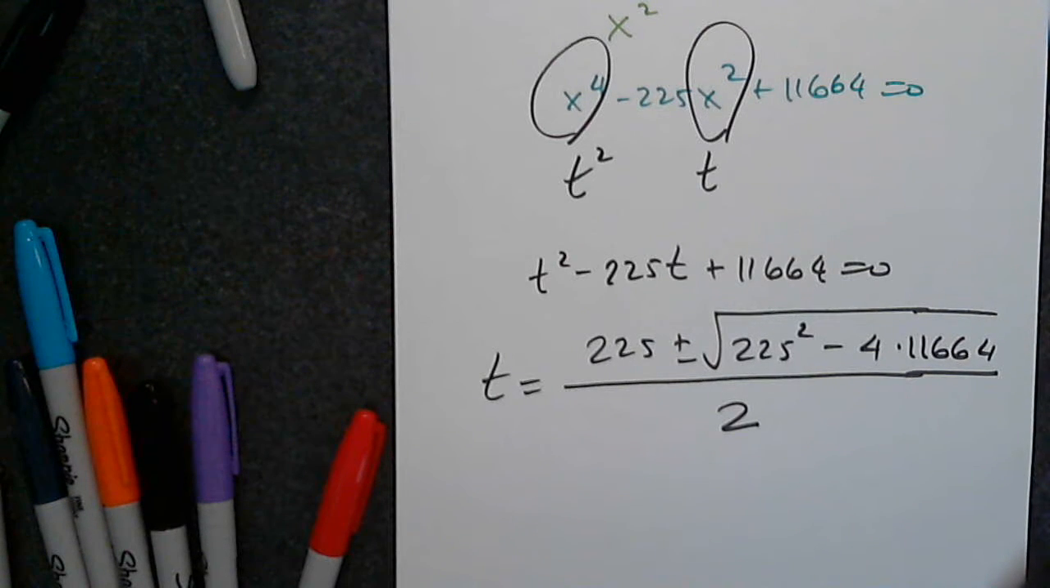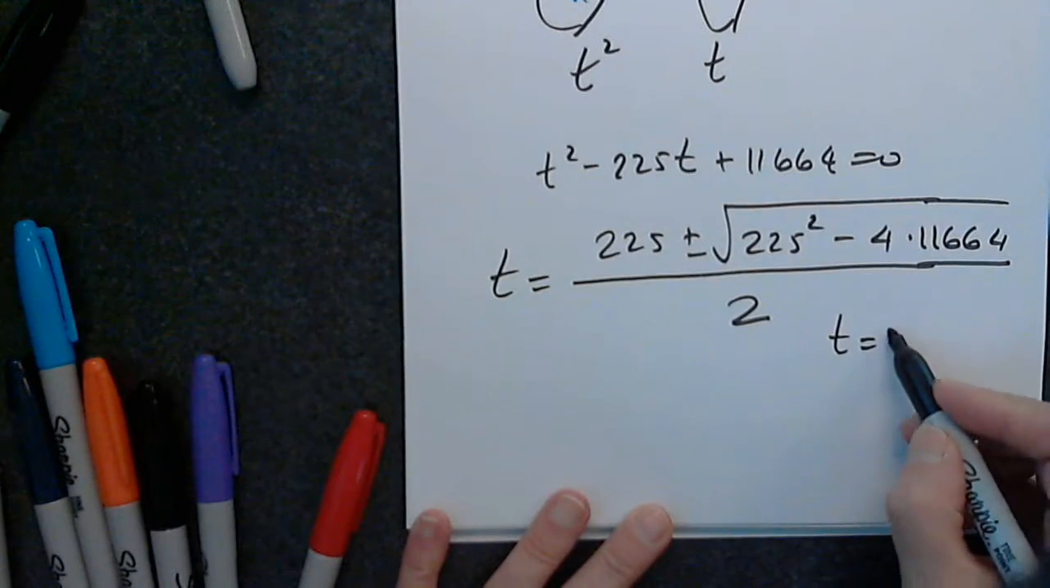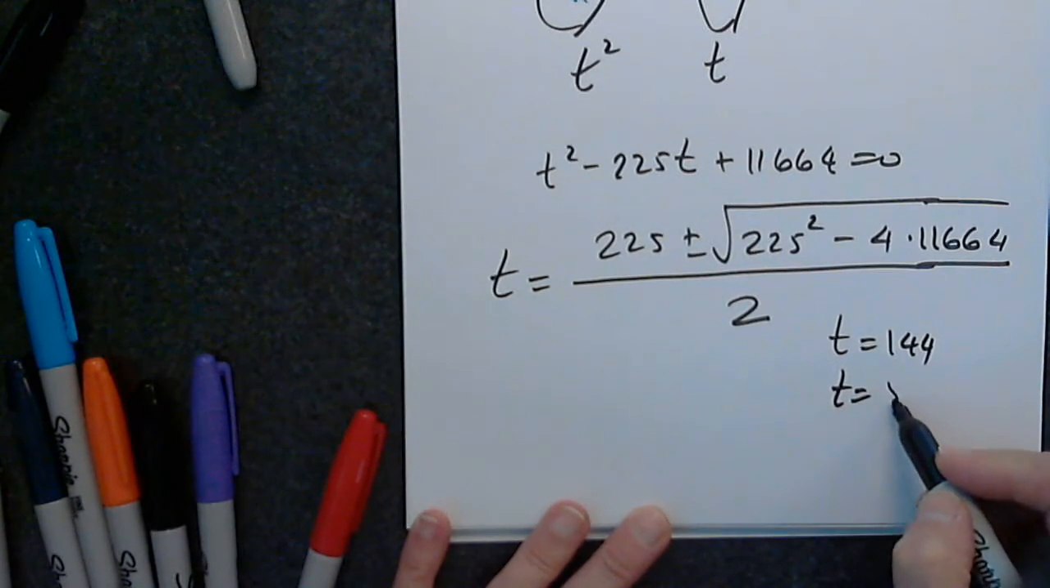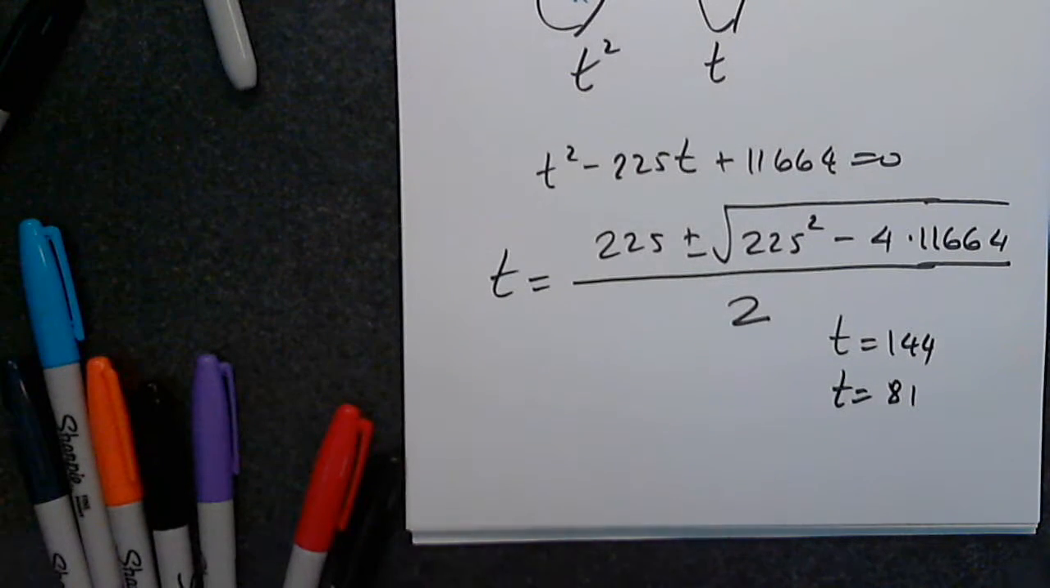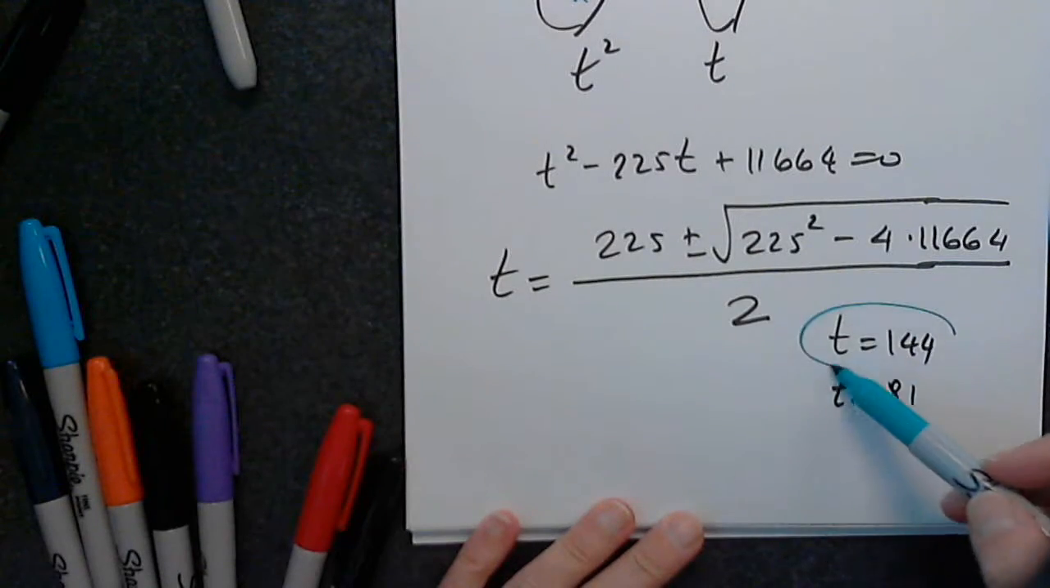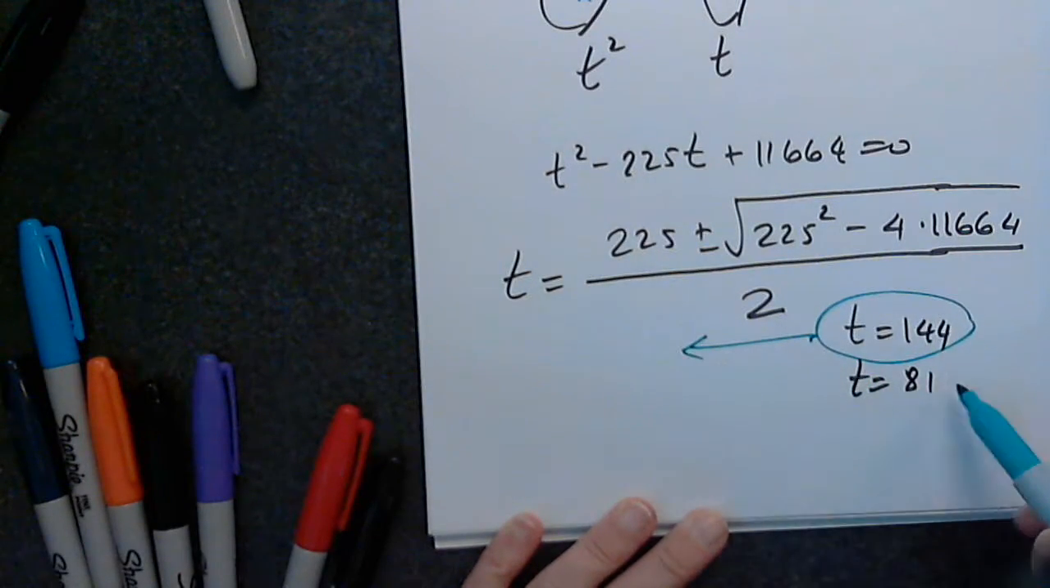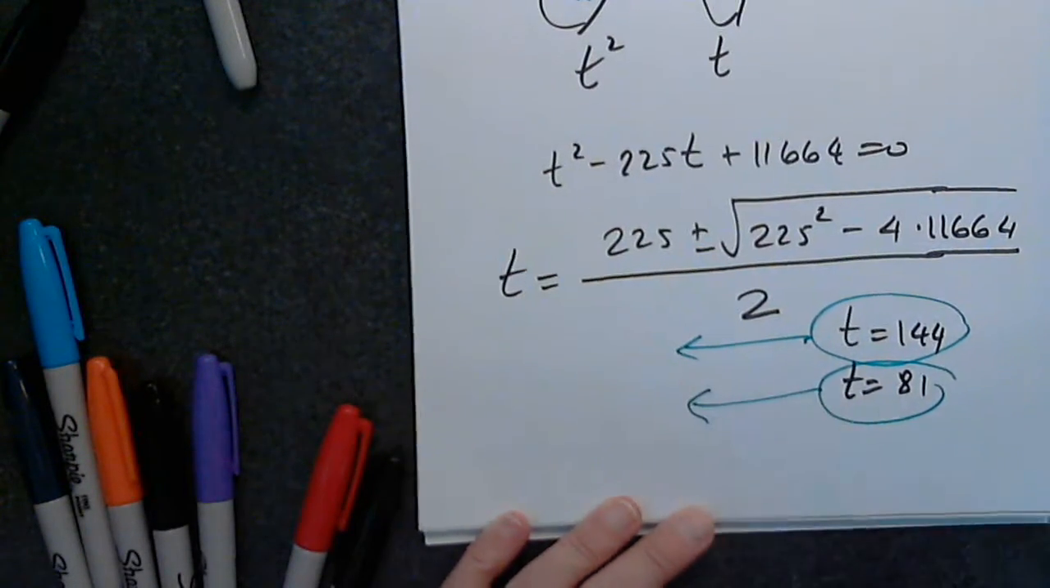And I get 81. So there are two options for t. T is 144, and the other t is 81. But who cares about t? We're not interested in t. We're solving for x. Can anyone create a new equation that we need to solve for this, and a new equation that we need to solve for that?